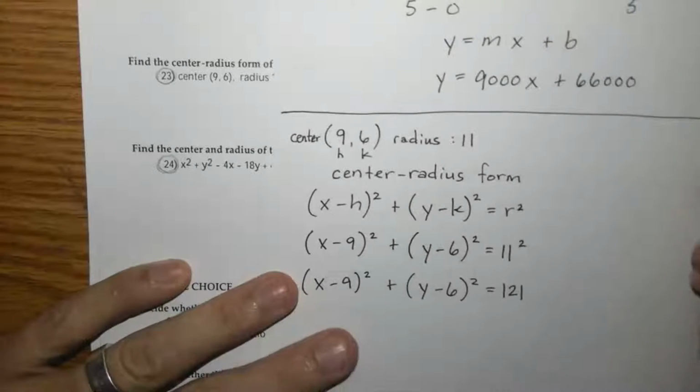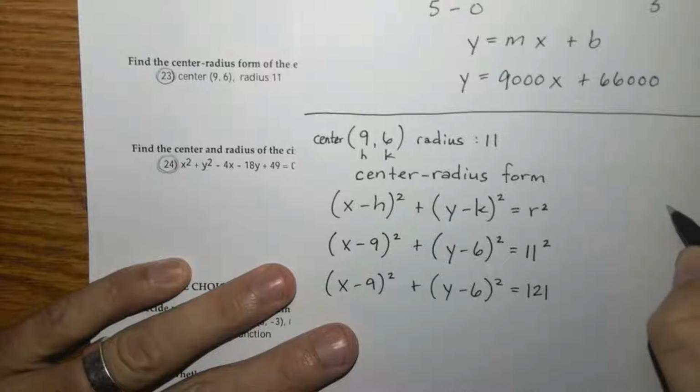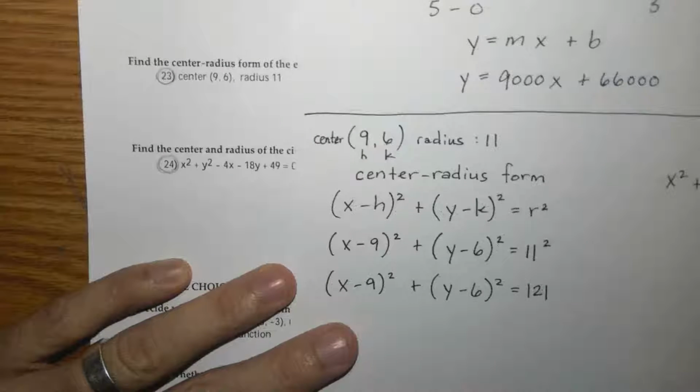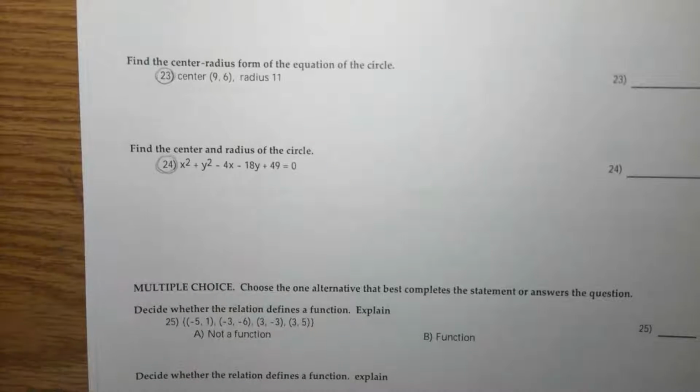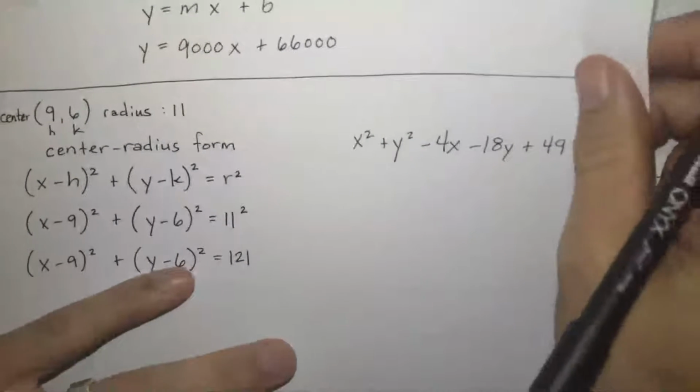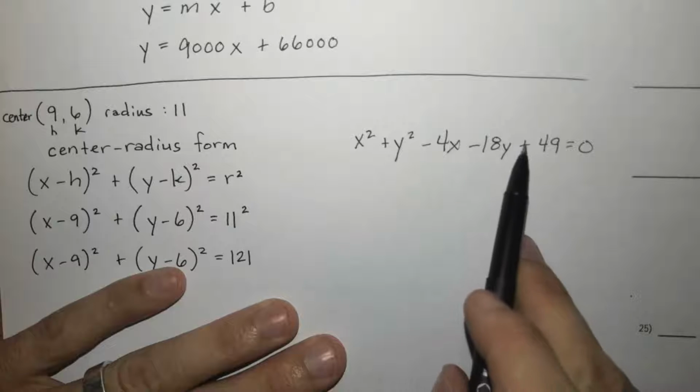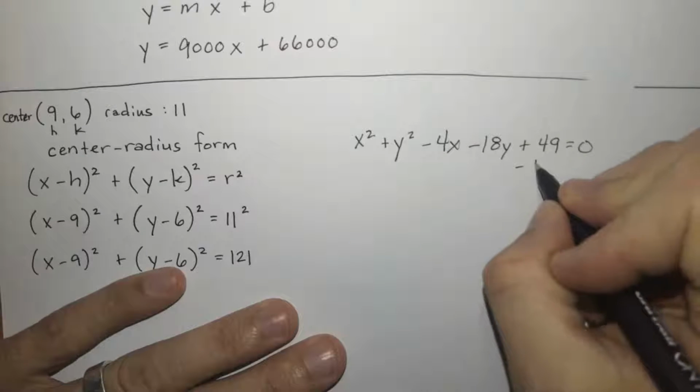So we have x squared plus y squared minus 4x minus 18y plus 40 equals 0. Okay. All right. So the first thing I want to do is I'm going to move this 49 over here. So I'm going to subtract 49.